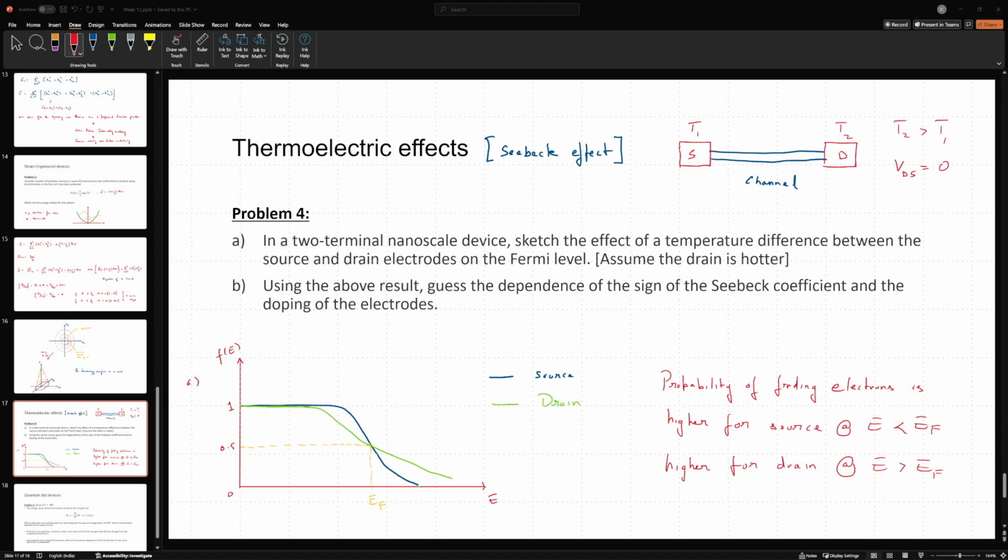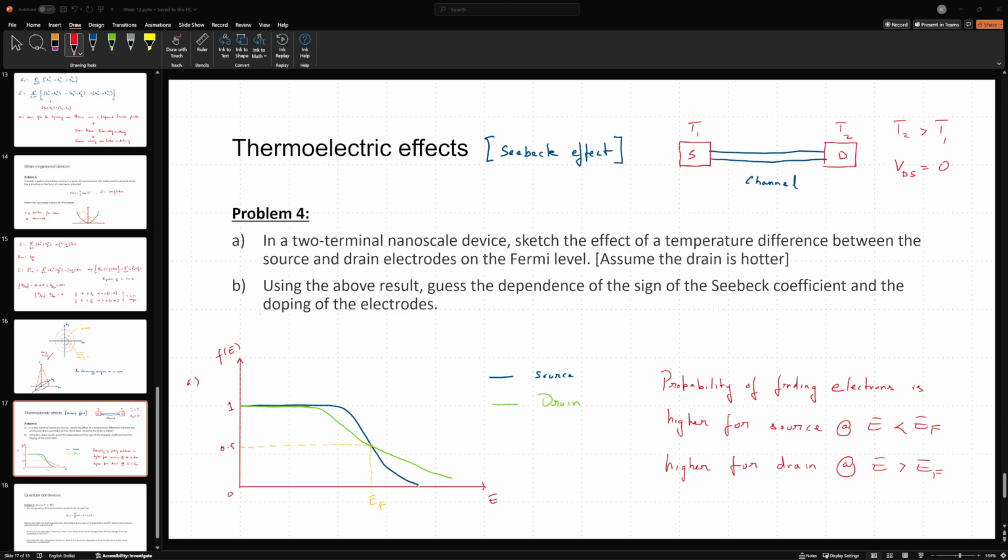Okay, so now what implication does it have on the transport properties? Now electrons will drift from lower probabilities to higher probabilities, which implies there will be a valence band transport from source to drain. Essentially, if all my carriers are present in the valence band, they will move from the source to the drain. Electrons, if they are present in the conduction band, will move from the drain to the source.